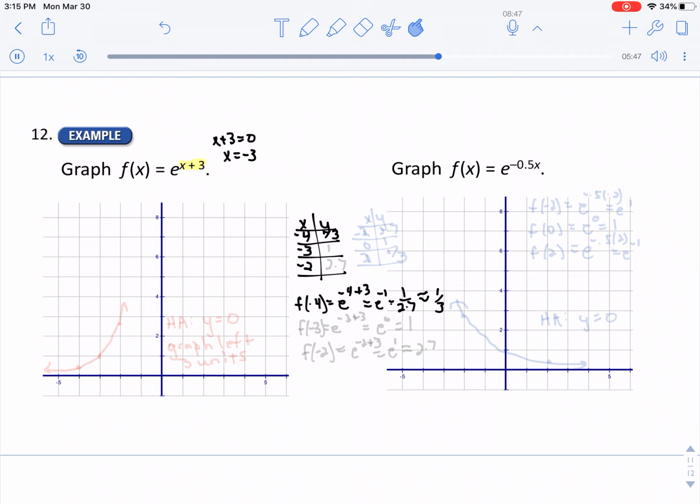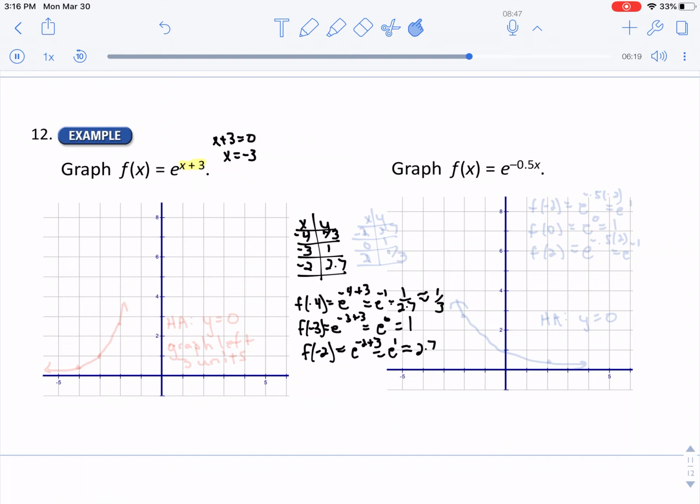All right, now f of negative 3 gives us e to the negative 3 plus 3, which is e to the 0 power, and anything raised to the 0 power is 1. So notice we keep getting that 1. That's supposed to be what happens. And f of negative 2 is e to the negative 2 plus 3 power, which is e to the first power, which is approximately 2.7. And so we put 2.7 in our t-table, and we're ready to graph.